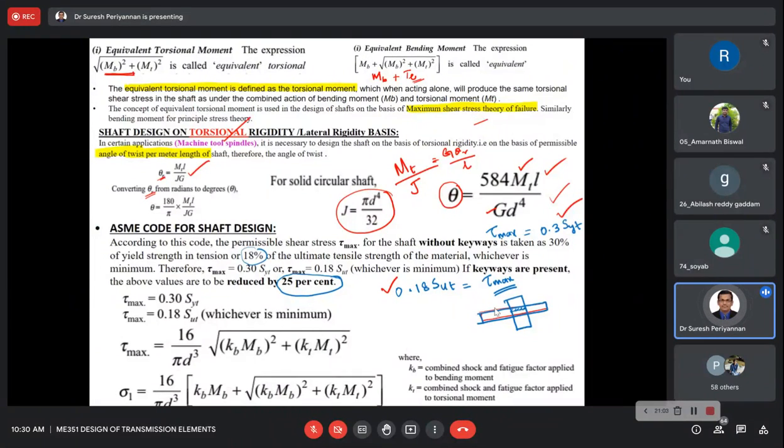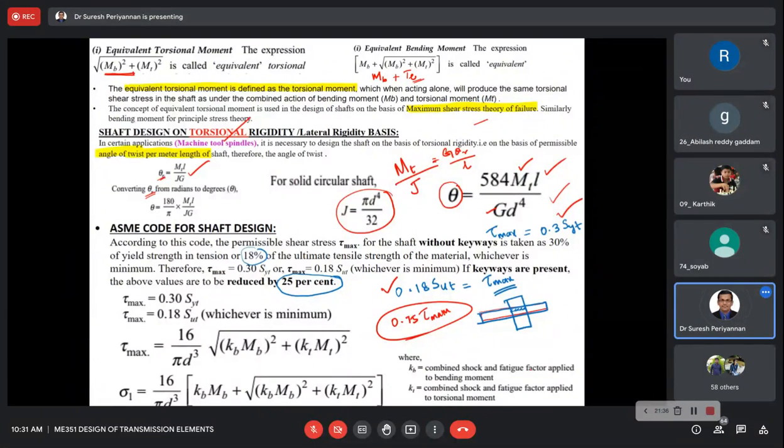I mean, we can use some other mechanism, welding or some other joining mechanism, but now we are concentrating on the keys. Now with the keys, the value is going to be reduced by 25%. Then what is the multiplication factor for finding the tau max? Please tell me someone. 0.75, sir. Yeah, 0.75, thank you guys. 0.75 into tau max. Okay, we will discuss later when we discuss the problem. These are the things.